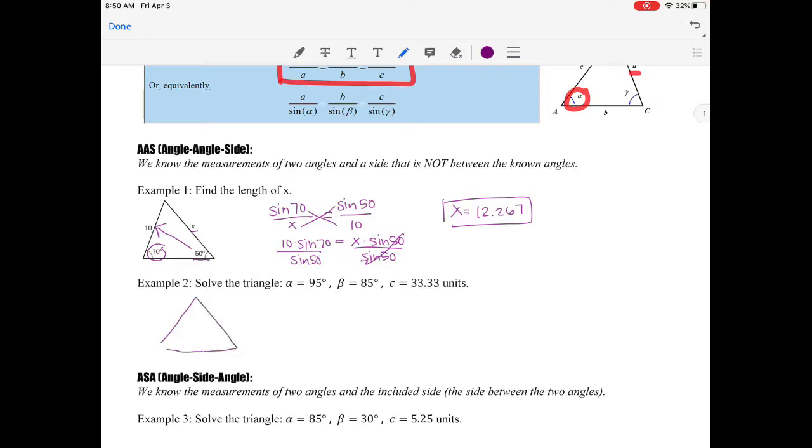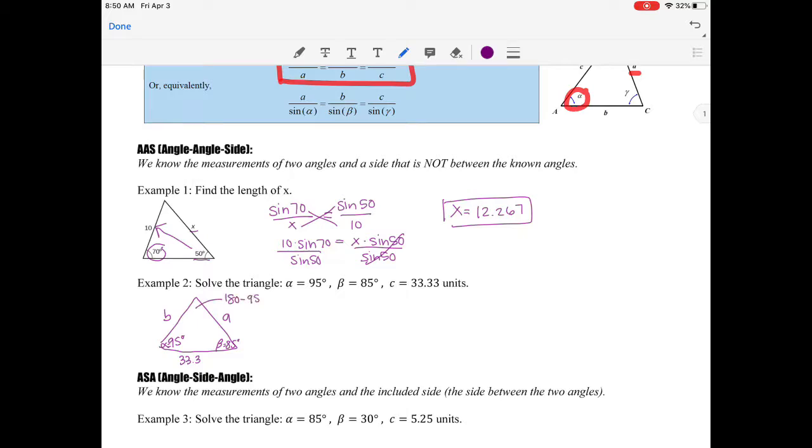Okay, let's look at the next one. If it doesn't give you a triangle, I would always just draw one. It doesn't really matter what it looks like, just to help you keep things organized. So if this is 95, this is our alpha, the side opposite of that is A, right? They also gave us a beta, which is 85. So the side opposite of beta is going to be B. And then we don't know this angle at the top, but we do know the last side is 33.3.